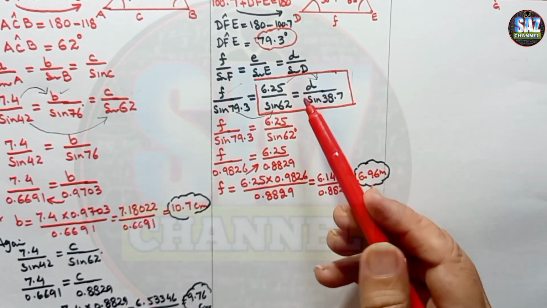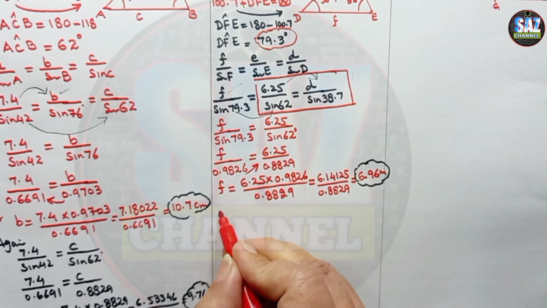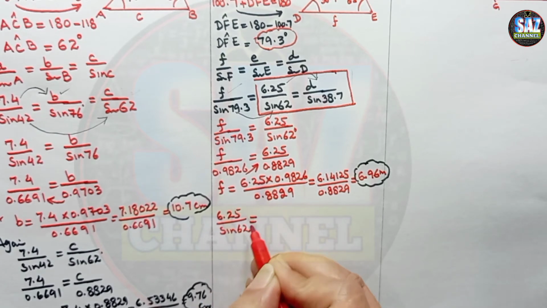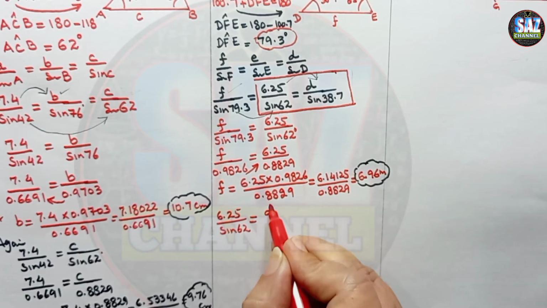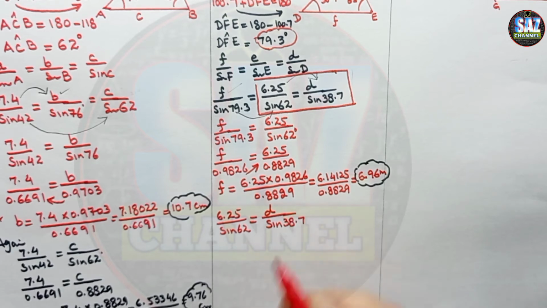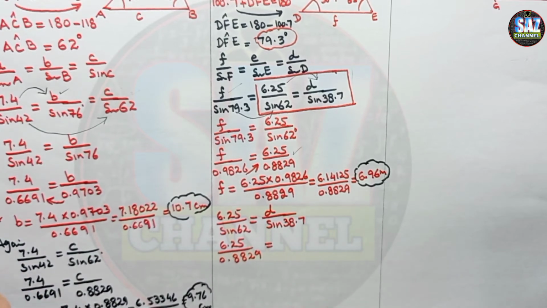So now the equation that I will be taking will be 6.25 upon sine 62 equals D upon sine 38.7. You can see that we have performed the calculation of this fraction in the previous part. I will bring the calculation as it is, 6.25 upon sine 62 is 0.8829. It will save your time as well.